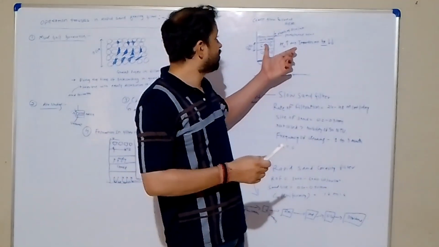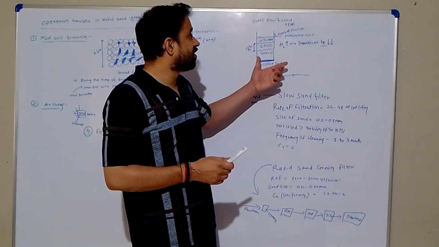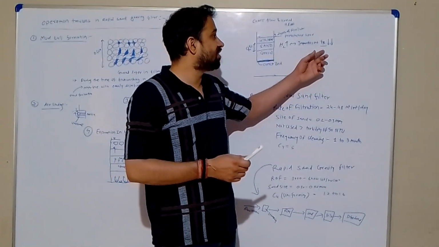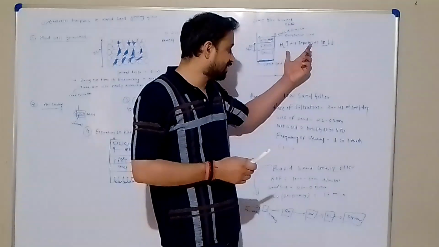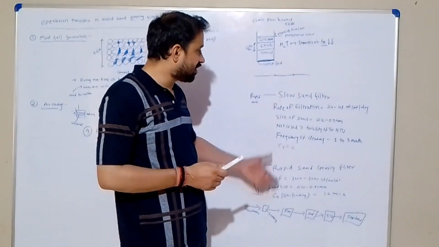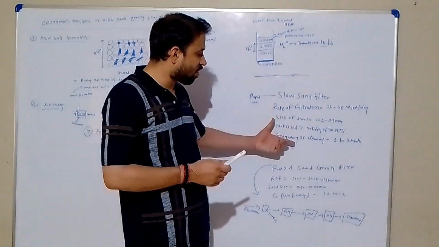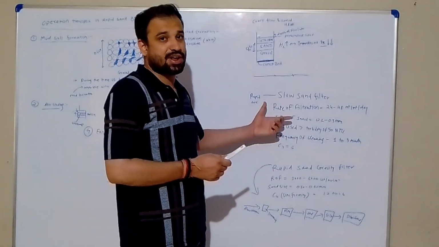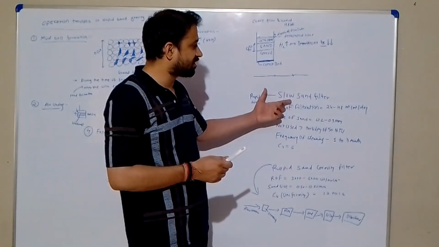These are the workings with constant flow and varied head, to achieve a constant rate of filtration. Here the rate of filtration decreases and head loss increases. For the rapid sand gravity filter and slow sand filter, you have to remember this data which is given, and you have to remember the data for the rapid sand gravity filter.